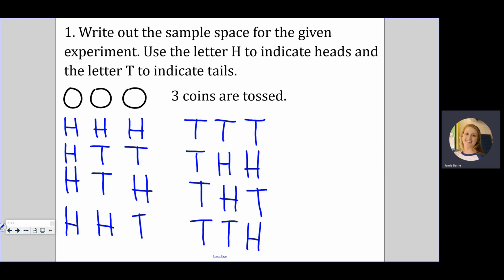Now, how many outcomes have we listed here? 1, 2, 3, 4, 5, 6, 7, 8. Right? All right, so I'm going to show you how to check and make sure that you've got all of them. We've got 3 coins, right?